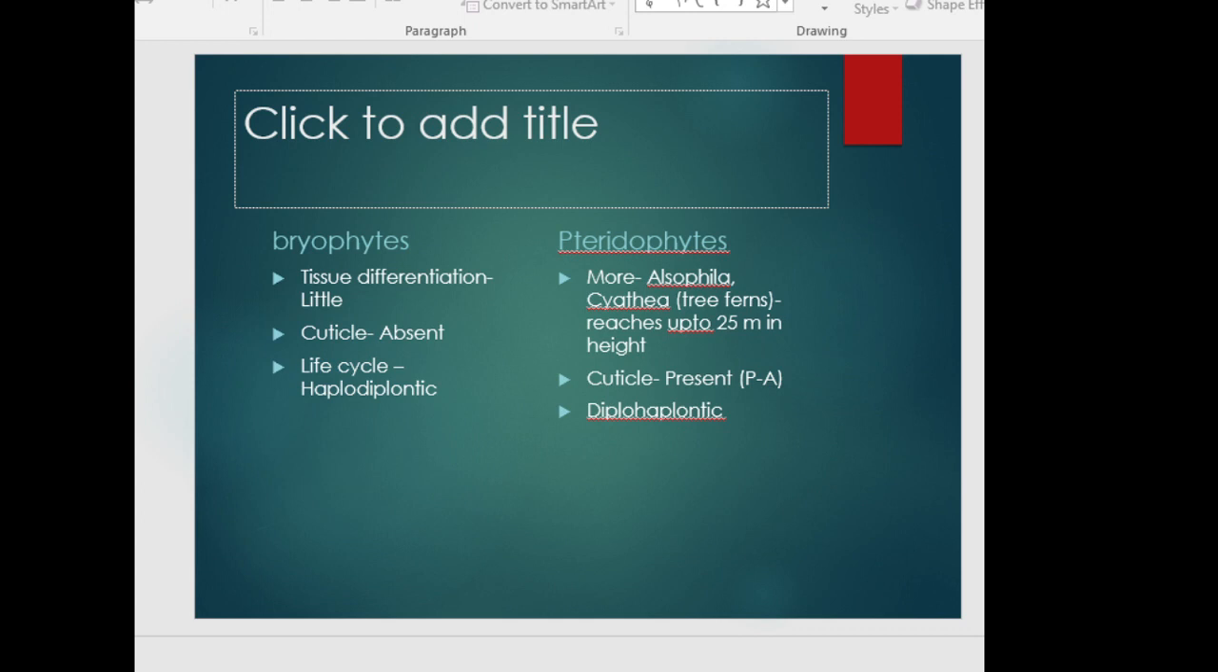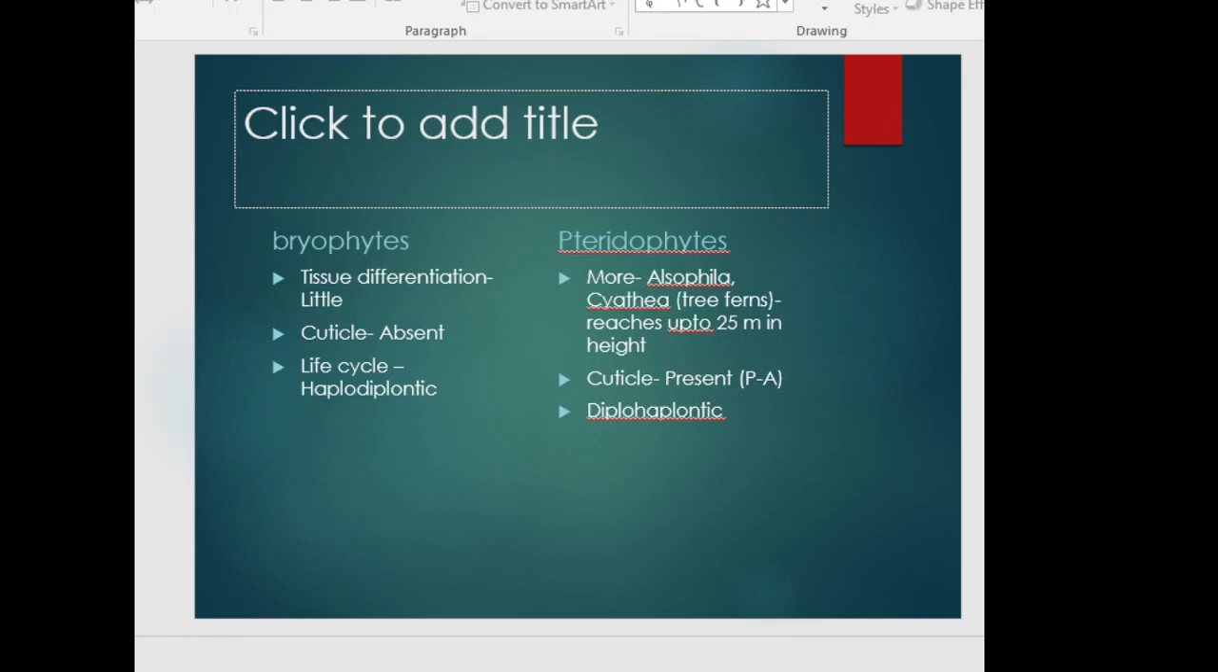Tissue differentiation in bryophyta is very little, while tissue differentiation occurs in the pteridophyta. In Alsophila spinulosa, the tree fern, they can reach up to 25 meters in height. Cuticle is absent in bryophyta, while in pteridophyta cuticle is present. Cuticle is present from pteridophyta to angiosperm, means it is present in pteridophyta, gymnosperm and the angiosperm.